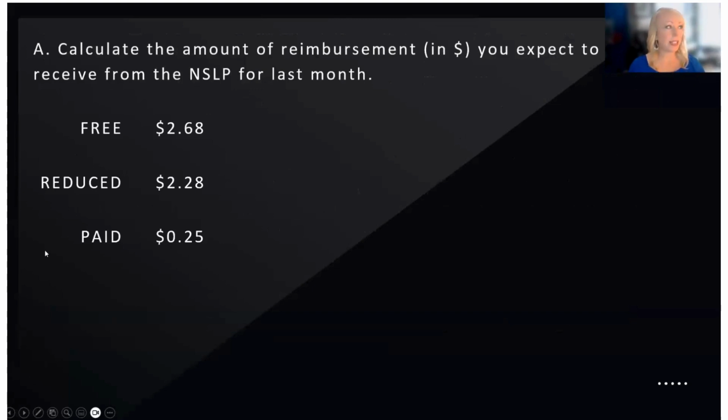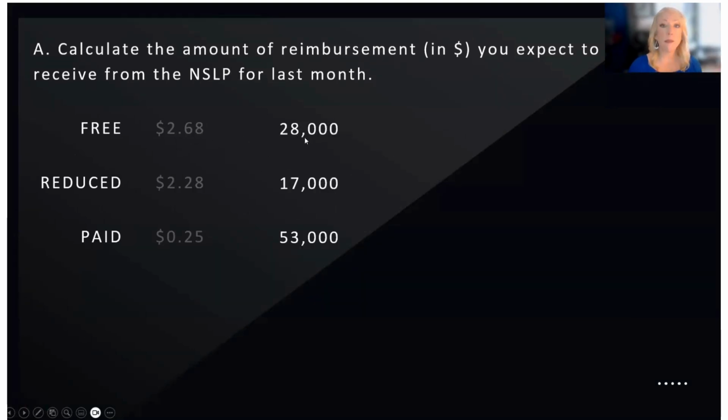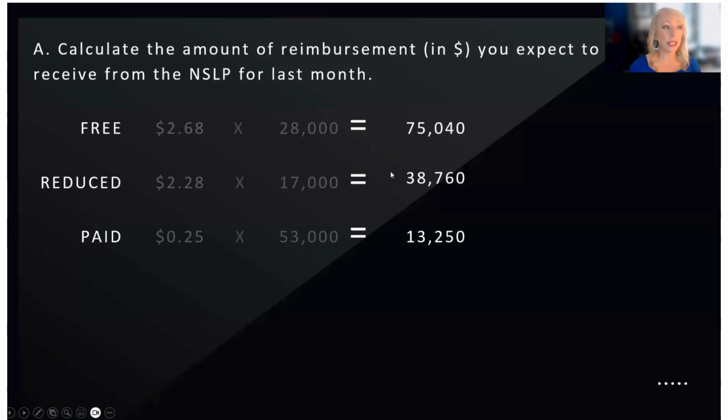Okay, just like I said, I wrote down free, reduced, paid. This is the information, the amount that the government is going to reimburse our school district. And then next to that, I have listed the amount of lunches that we served that fall within each of those categories last month. Now, in order to find the amounts, we need to multiply those. So we will multiply. Use your calculator, use the calculator on your phone, and we will calculate 2.68 times 28,000 and go across each of those lines. And this is the amount that it will yield for each category.